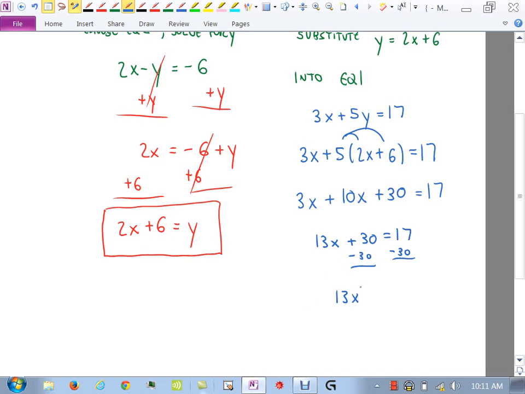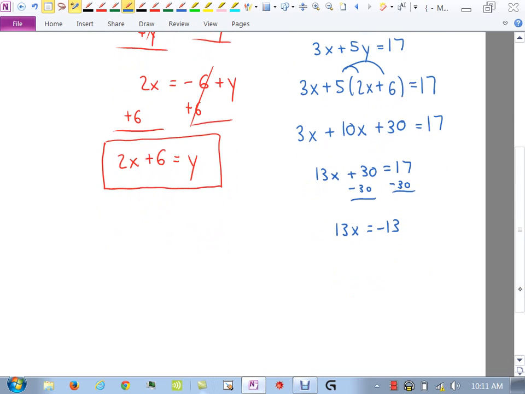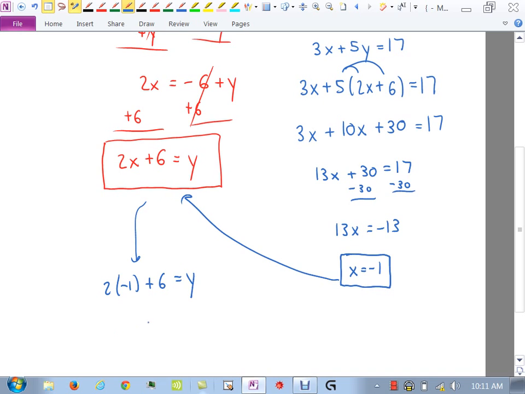So I get 13x equals negative 13, and then divide both sides by 13. So x is negative 1. Once I have x is negative 1, I substitute that answer into this one, the one that I boxed before. So substituting that into here, I get 2 times negative 1 plus 6 equals y, which means 4 equals y. Negative 2 plus 6 is 4.